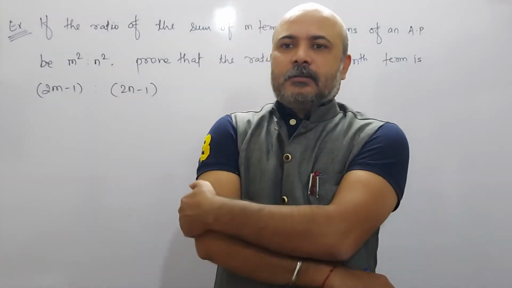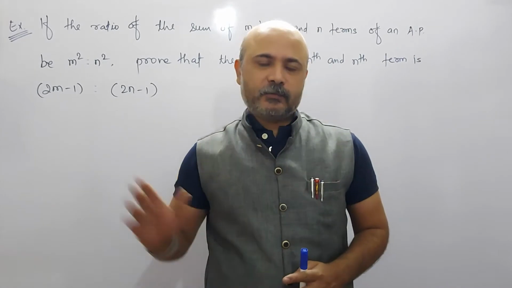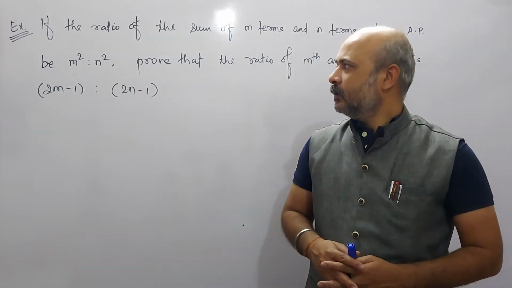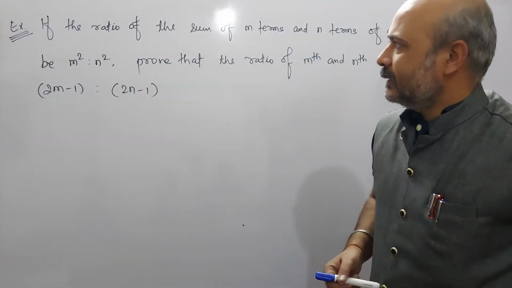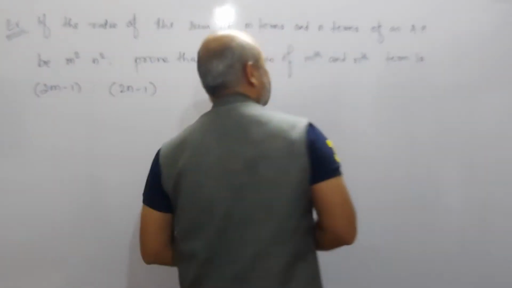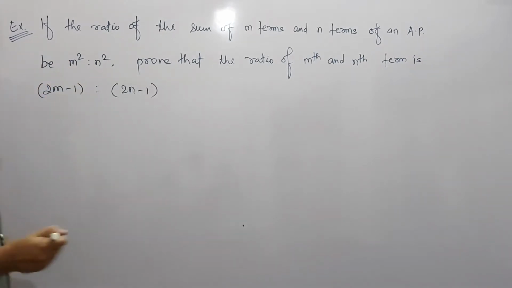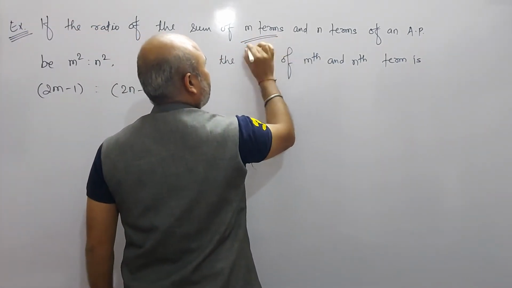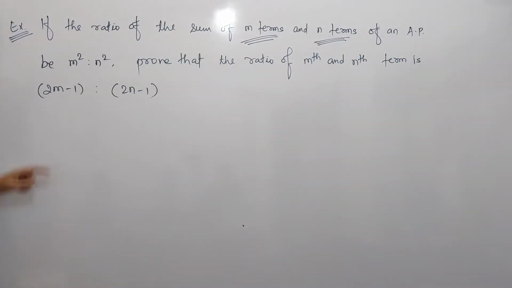Good morning, sir. Student, today we are going to see a very important question. This question is taken from the question paper and it belongs to arithmetic progression. So what is the question? Let us see. If the ratio of the sum of m terms and n terms of an AP is m square is to n square. Means what is given? Sum of m terms and sum of n terms of an AP is m square is to n square. So how will we start the solution?